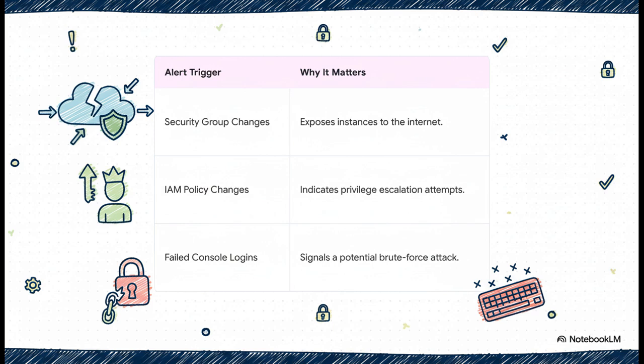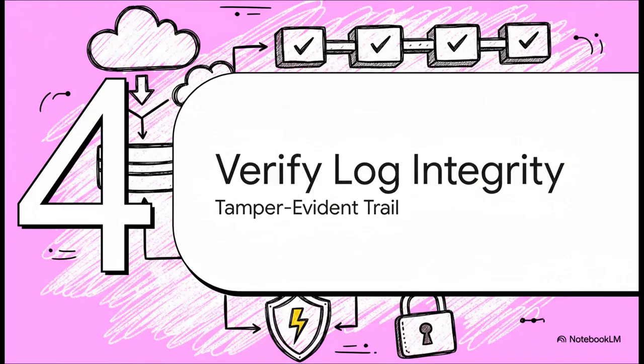That could be someone trying to give themselves more permissions than they should have. And with that login filter we just saw, you can easily set an alarm to go off if you see, say, more than 5 failed logins in a minute. That's a classic sign of a brute force attack, and now you know about it instantly.